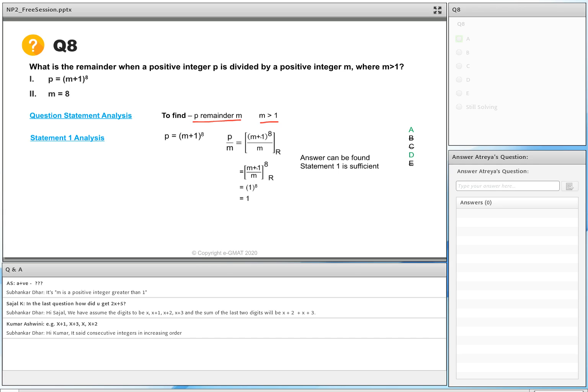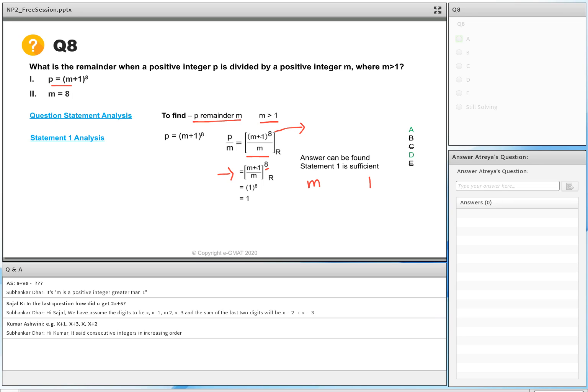The first statement tells me that p is equal to (m plus 1) to the power 8. So we need to divide p by m, right? So we write p by m to be equal to (m plus 1) to the power 8 by m. So what are the two things that we have learned? First, you don't have to consider the power right at the start. Once you get the remainder, then use the exponent to get to the final answer. So as of now, let's not consider the power, let's not consider the value 8 here. We'll just take the remainder. What is the remainder when m plus 1 is divided by m? Again, the same process we did in the last questions. We'll divide m plus 1 into two parts, that is m and then 1.